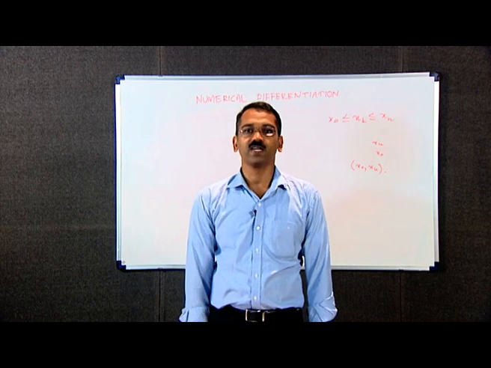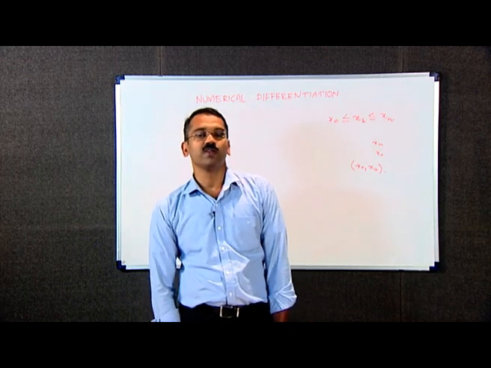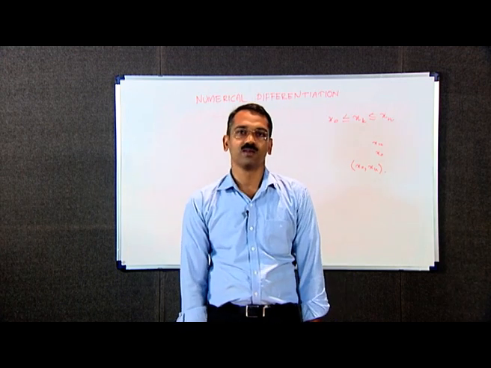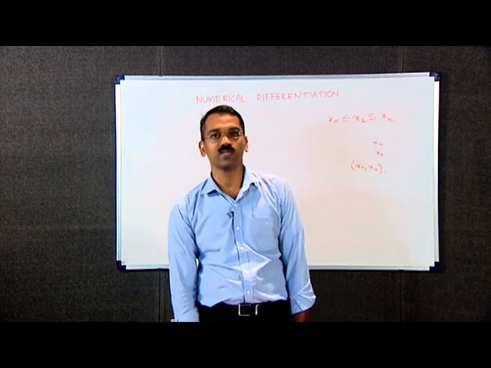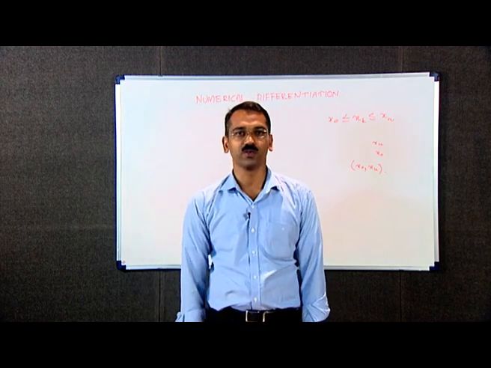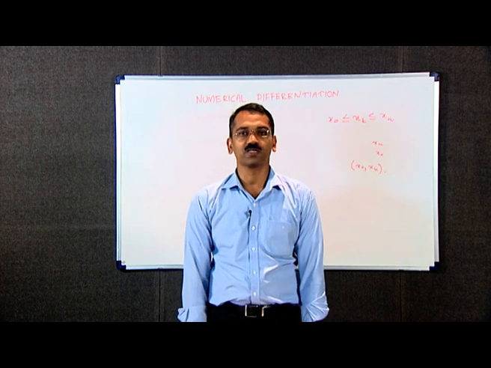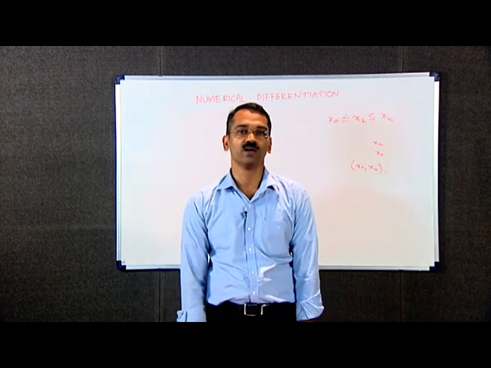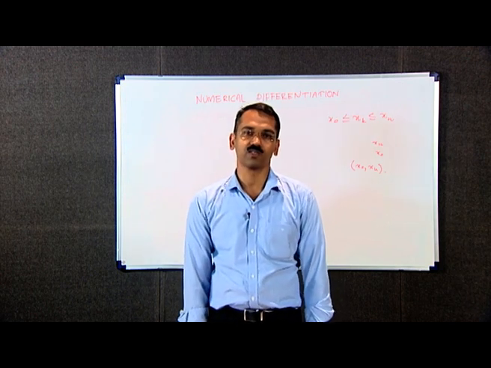If the values of x are equally spaced, we can use Newton's forward interpolation formula or Newton's backward interpolation formula to find the corresponding interpolating polynomial. If the values of x are not equally spaced, we can use the divided difference formula or Lagrange's interpolation formula.